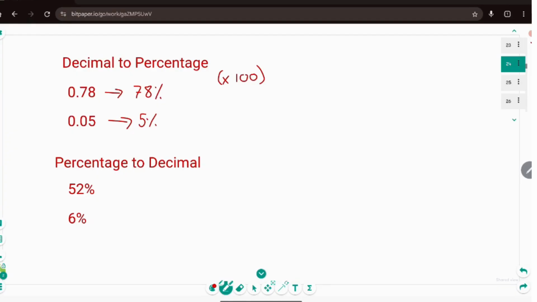How do we convert a percentage to a decimal? Well, we do the reverse. We divide it by 100. And again, IGCSE Edexcel, all the papers, calculator papers. So if you do want to use a calculator, no problem at all. So 52%, divide it by 100, 0.52 as a decimal. 6%, divide it by 100, 0.06.